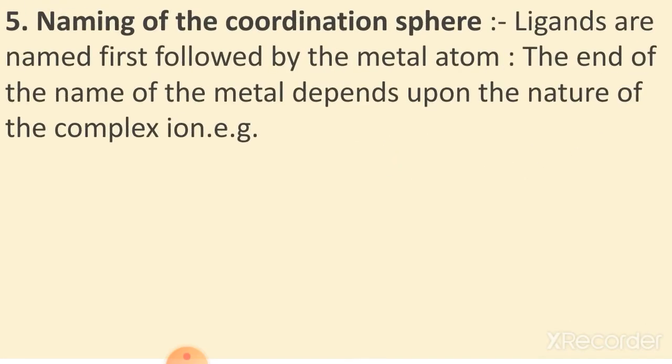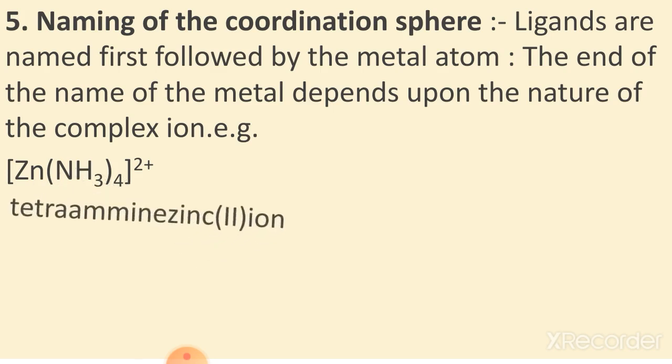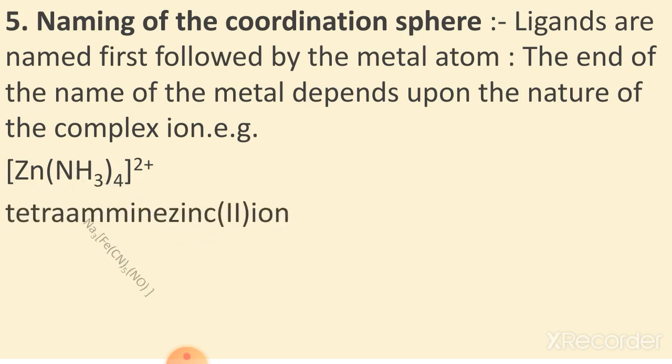Now rule number 5, the naming of the coordination sphere. Ligands are named first, followed by the metal atom. The ending of the name of the metal depends upon the nature of the complex ion. For example, [Zn(NH3)4]2+. Here, first of all write the name of the ligands, that is tetraammine. Then you have to write the name of the central atom, that is zinc. This is a cationic complex, so you write the central atom name the same, zinc, and the charge on zinc is 2. So write 2 in Roman numerals as the oxidation number of zinc.